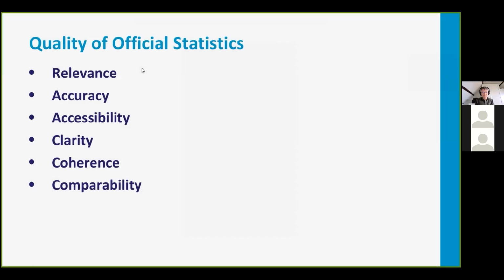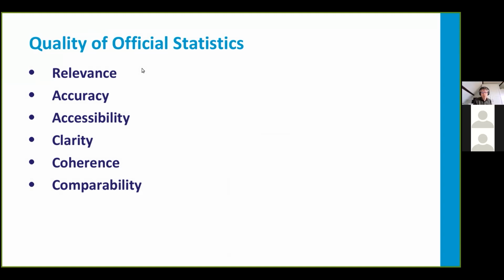So this brings me to the subject of quality of official statistics, because we have a lot of quality dimensions where we look at relevance, accuracy, accessibility, clarity, coherence, and comparability of official statistics when you work in an official statistical office.